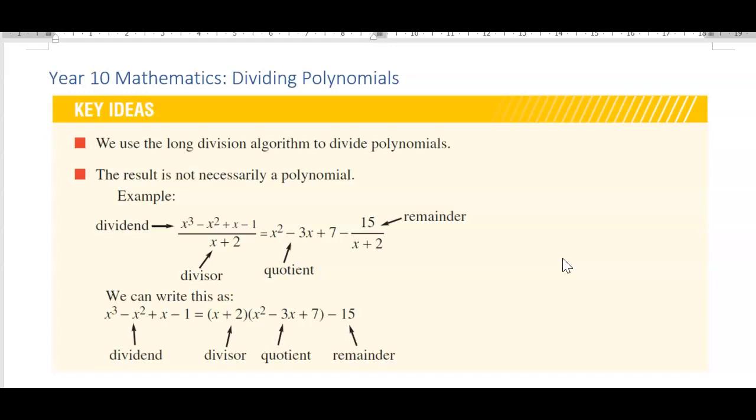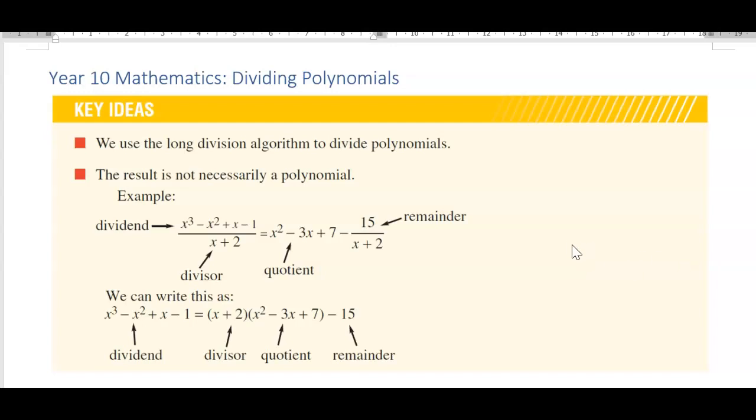we use long division. A long time ago when I was in primary school, we actually did division using long division, but now we've simplified it a little bit more. So you might not be familiar with long division. We're going to do 6 questions today where we're going to divide polynomials.